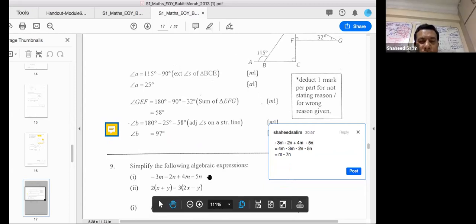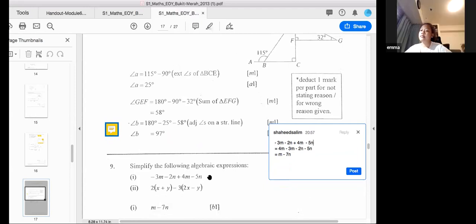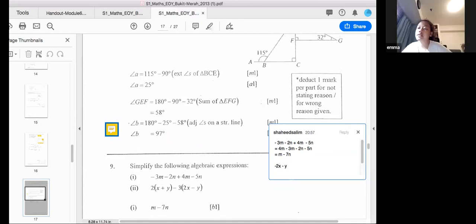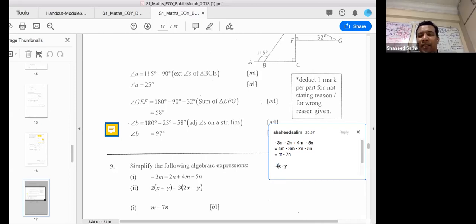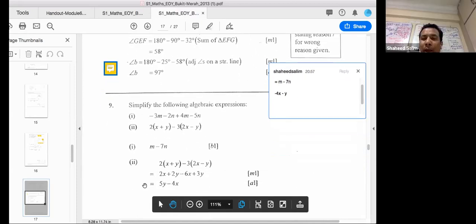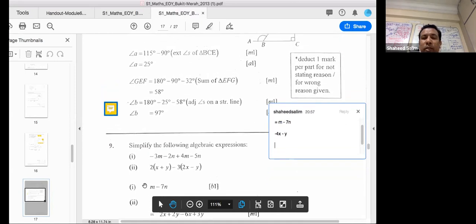What's your answer? Minus 2x minus y. Minus 4x. Okay. Minus 4x minus y. Is it? Let us see. 5y minus 4x. So let us do this together.